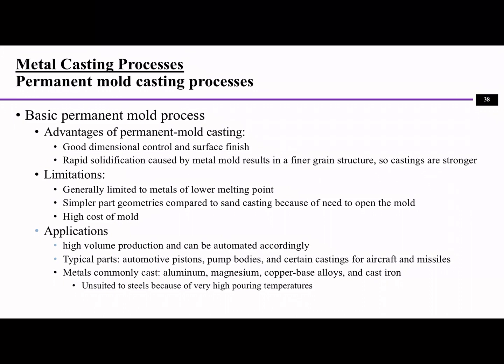The cost for the mold is also a little bit high, so in production applications, usually because we do not need to change the mold, and it can be automated, we can make really high volume production. Typical parts made using this permanent mold process include pistons, pump bodies, some small parts, and also some castings for aircraft or missiles as well. If you want to make the mold really big.